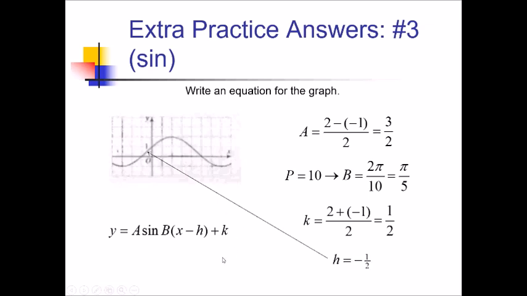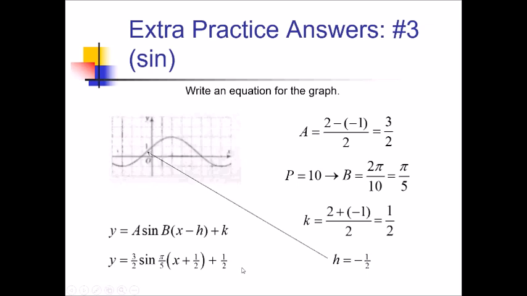All right, we've got everything here. Let's plug it all in. We have y equals 3/2 for the amplitude there. Now we have sine of the b value pi over 5. And we have x minus the h value negative 1/2, so x plus 1/2. And then we're adding our k value of 1/2. So that's the sine version of all this.